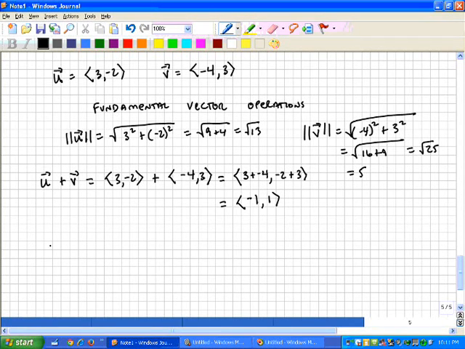We can also multiply a vector by a scalar, and recall a scalar is just a constant. For instance, 3 times the vector u is the same as 3 times ⟨3, -2⟩. To multiply a vector by a scalar, we simply multiply the horizontal and vertical components by that scalar. So 3 times the vector u becomes the vector ⟨9, -6⟩.